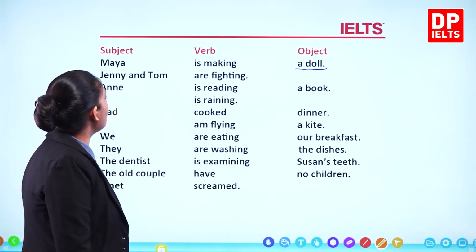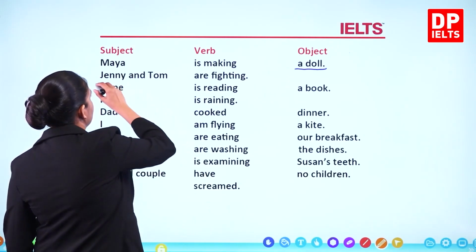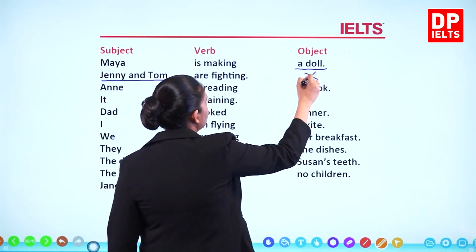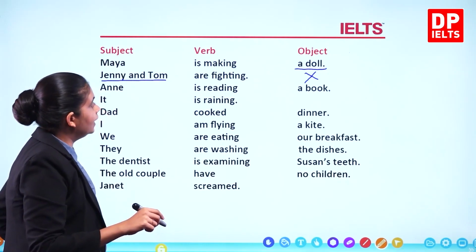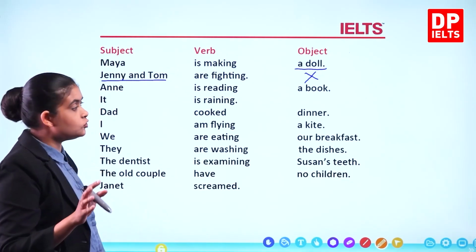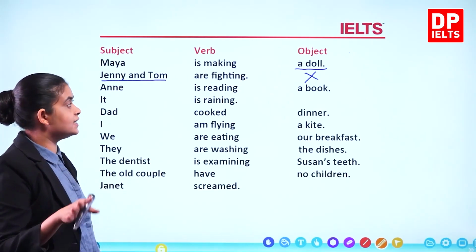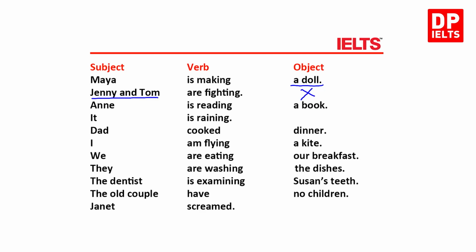Jenny and Tom are fighting. So you can see who is fighting? Jenny and Tom. But there is no object here. So as I told you, in a sentence, the subject and the verb is compulsory, but the object is not compulsory. Jenny and Tom are fighting.